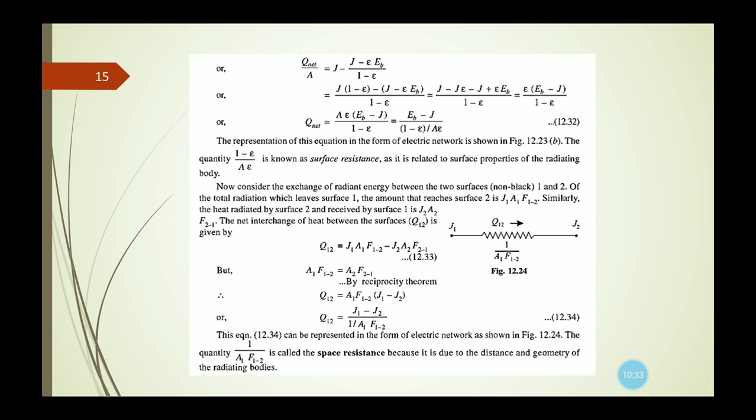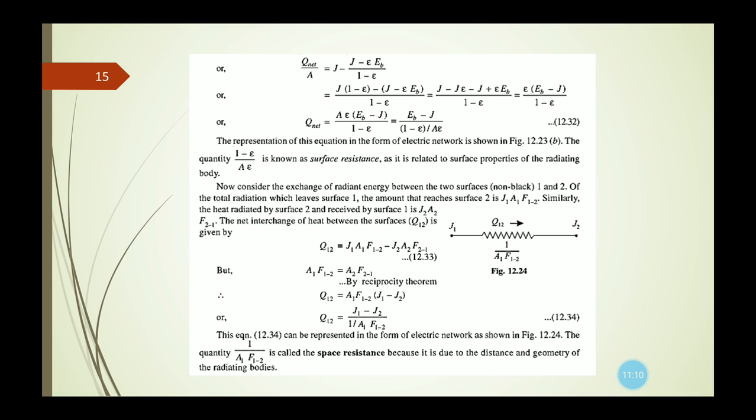Here you can see in this electrical network circuit, J1 and J2, the two different radiosities, are here. Q12 is the net interchange of heat between the two surfaces, and the resistance is represented as 1 by A1 F12. This quantity 1 by A1 F12 is a resistance known as the space resistance, because it is due to the geometry of the radiating bodies.